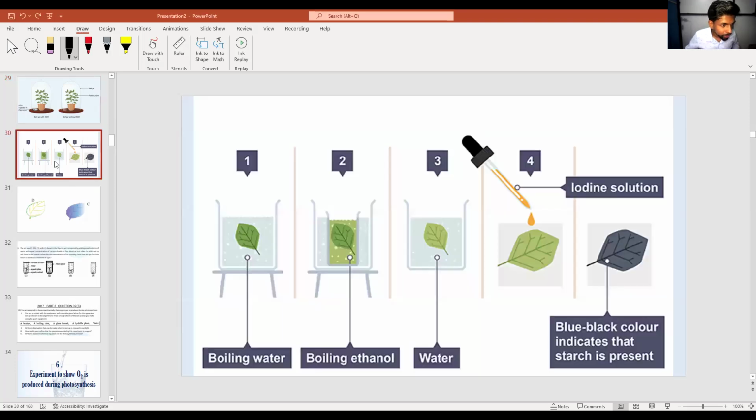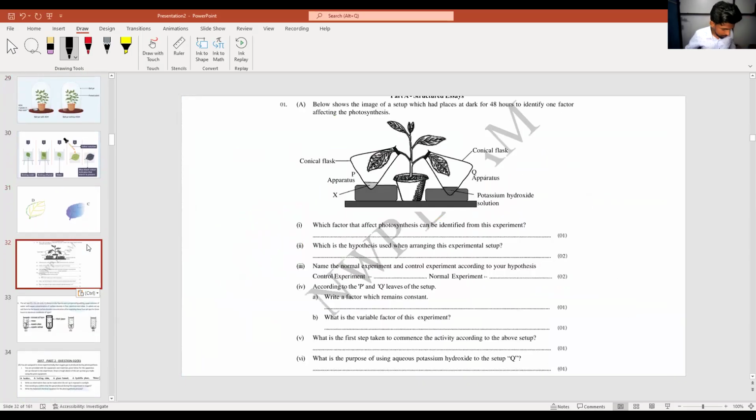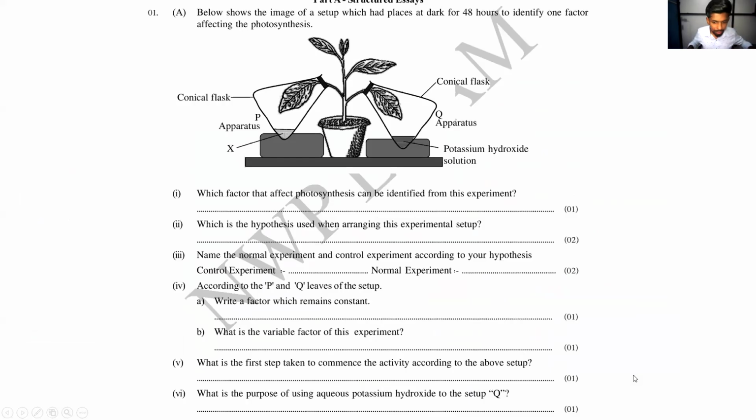Can you do this question? This is from Northwestern Boys, 2018 or 2020, I forgot the year. A very good question based on the same idea. Here, can you see the experimental setup or normal experiment or control experiment? Do this question, then you will get the total idea that is needed for this practical answer.